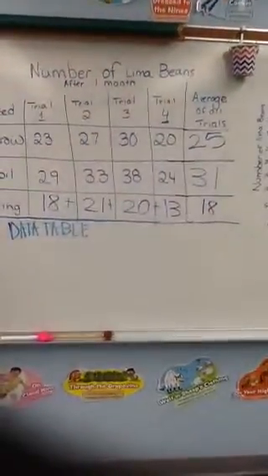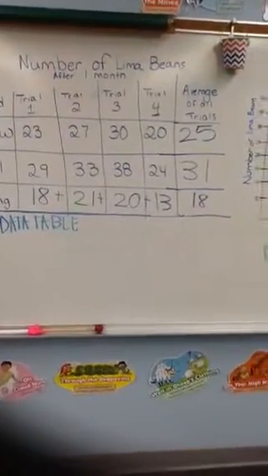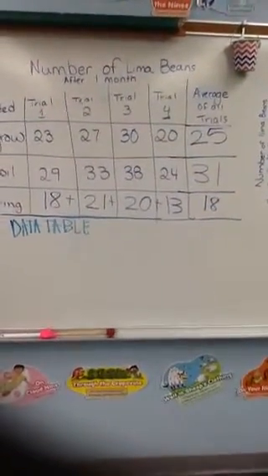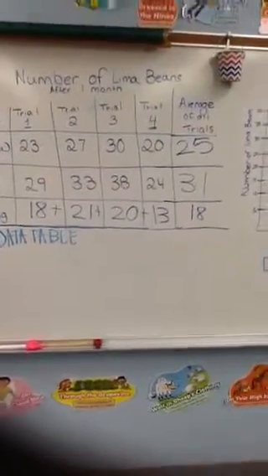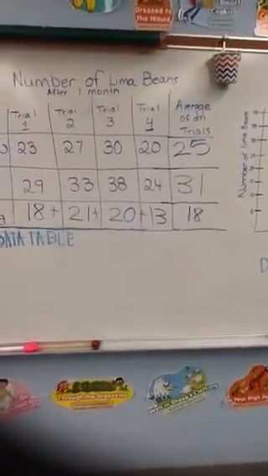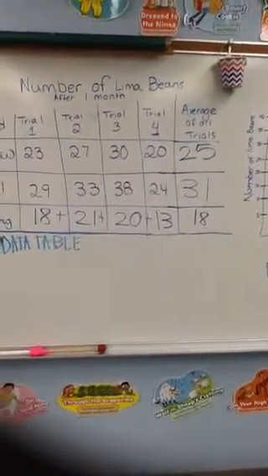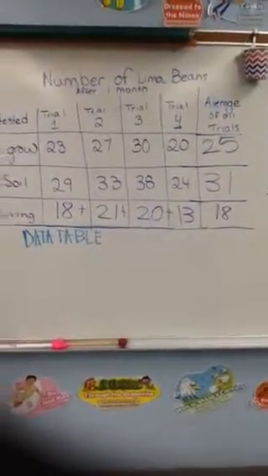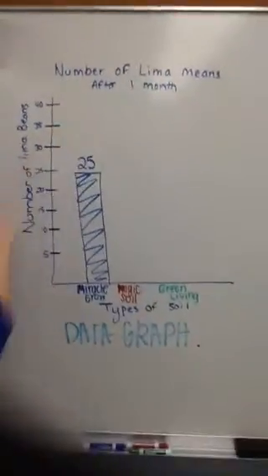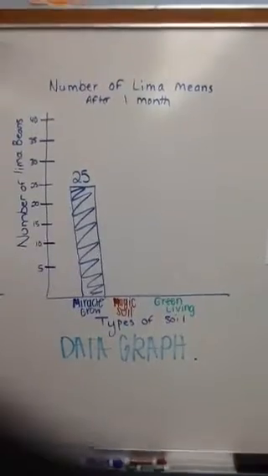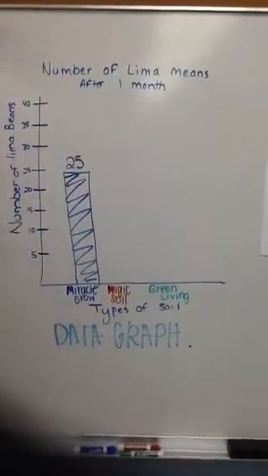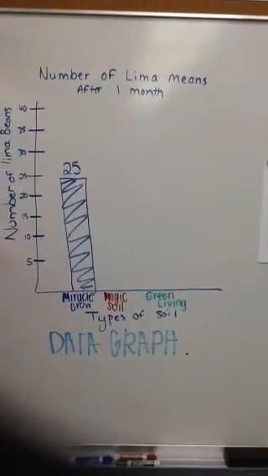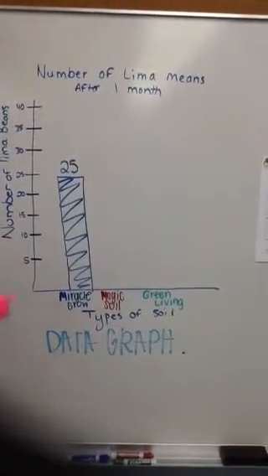So, with this part done, now you can go into the graphing section of choice. You can choose what kind of graph you would like to do, but since our data is just on the average, we are going to use a bar graph. So when we take a look at our bar graph, we have the title, number of lima beans after 1 month. We are looking at just this number here. We have number of lima beans overall with our graph set up.